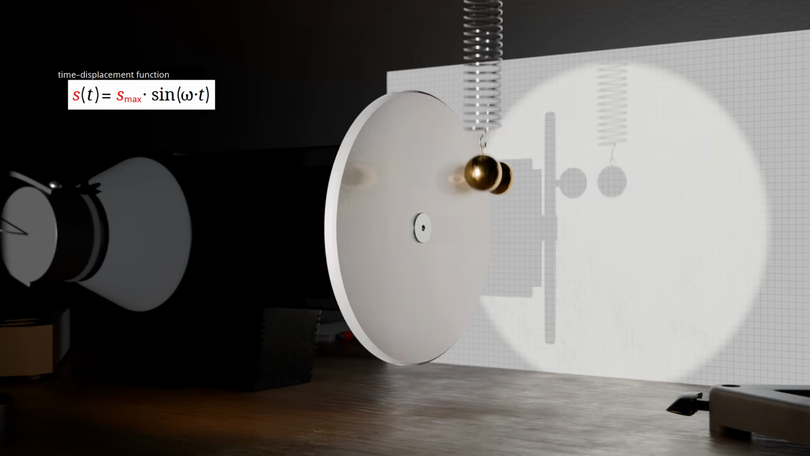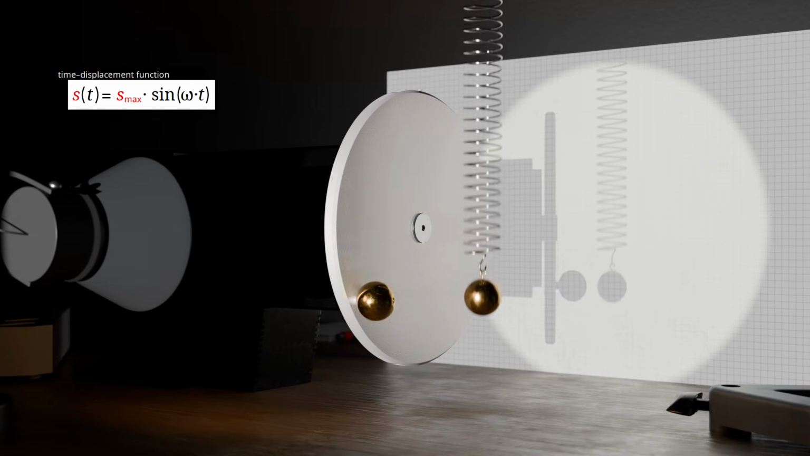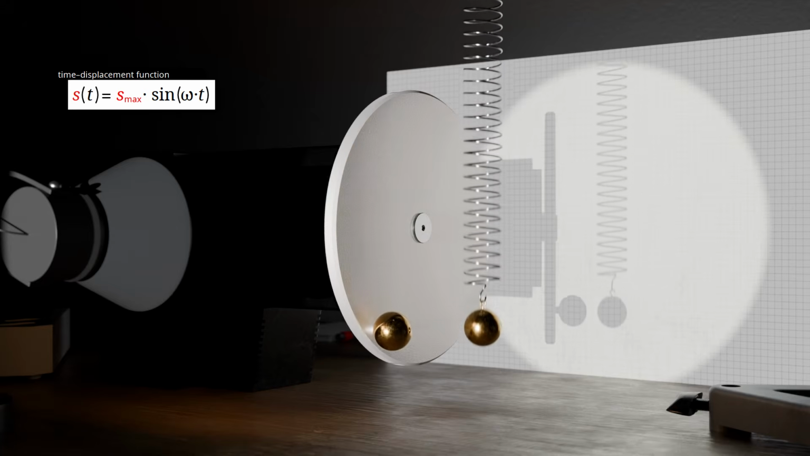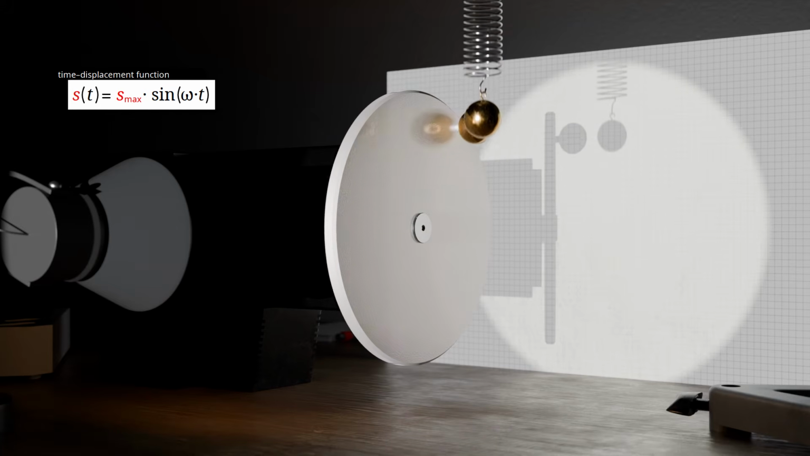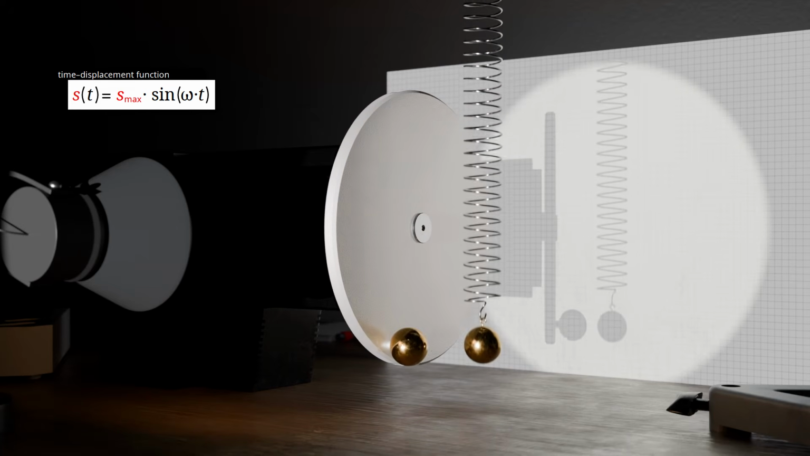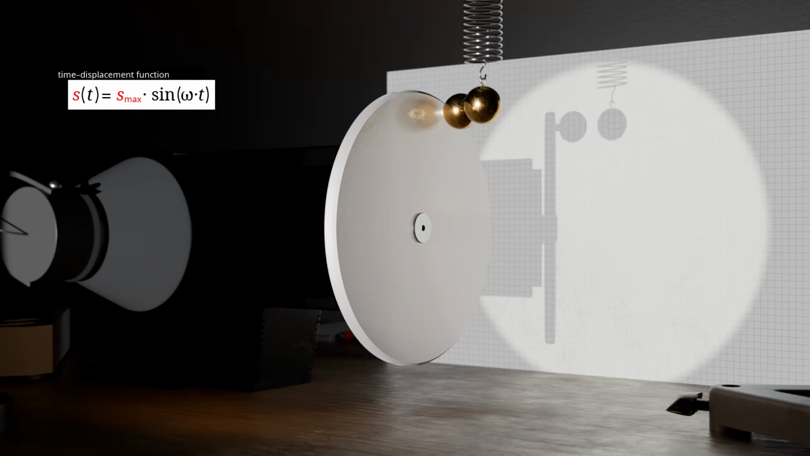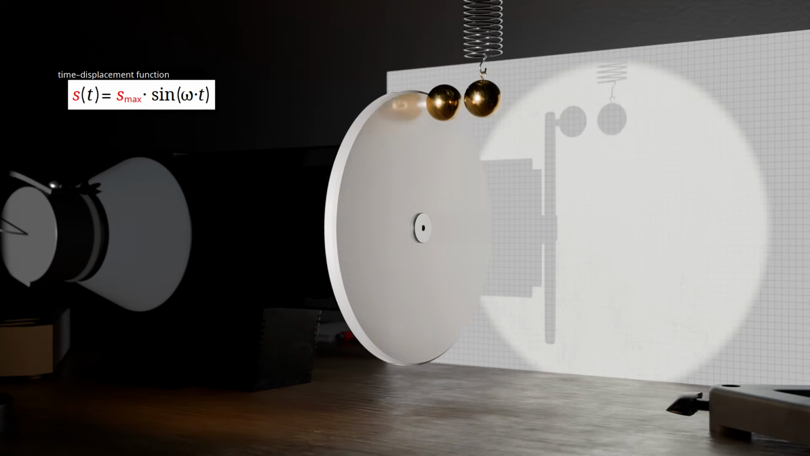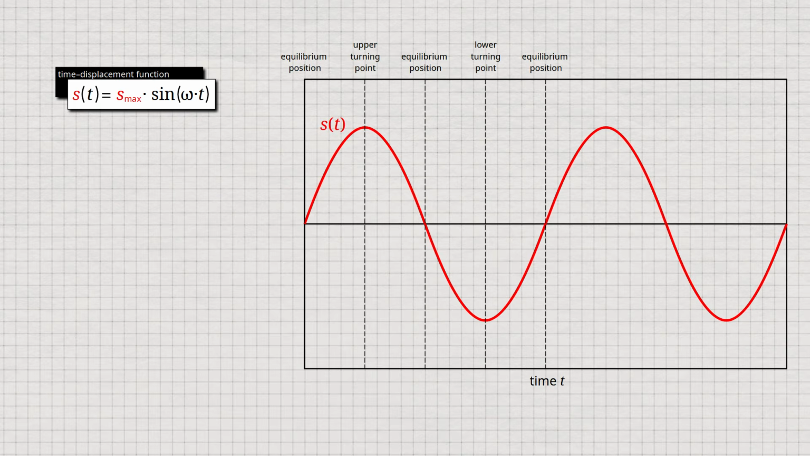Upon closer examination, it can also be observed that the sphere moves with relatively high velocity at the equilibrium position, while the velocity becomes 0 at the turning points. This raises the question of how the velocity of the oscillating sphere can be determined. For this purpose, we take a closer look at the sinusoidal course of the displacement. In such a time displacement diagram, the slope corresponds to the velocity.